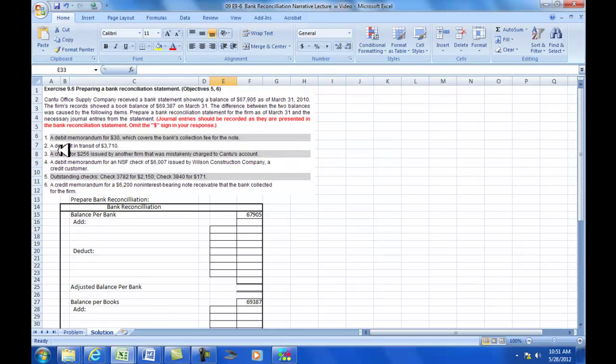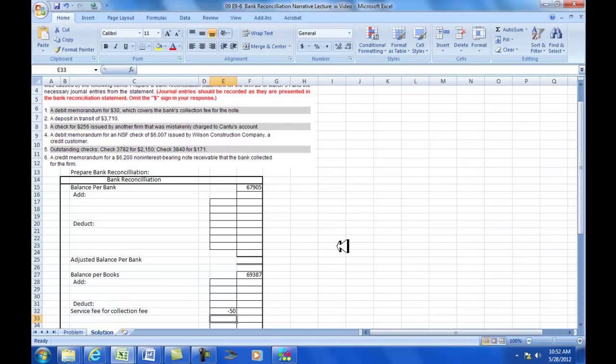A deposit in transit of $3,710. Well, if it's in transit, that means it's in our books. So that $3,710 is in the $69,000 number here, but it's not in the bank yet. So we're going to add that as a deposit in transit of $3,710. I guess there's only one deposit, $3,710. I'll just go ahead and put it in the addition column.